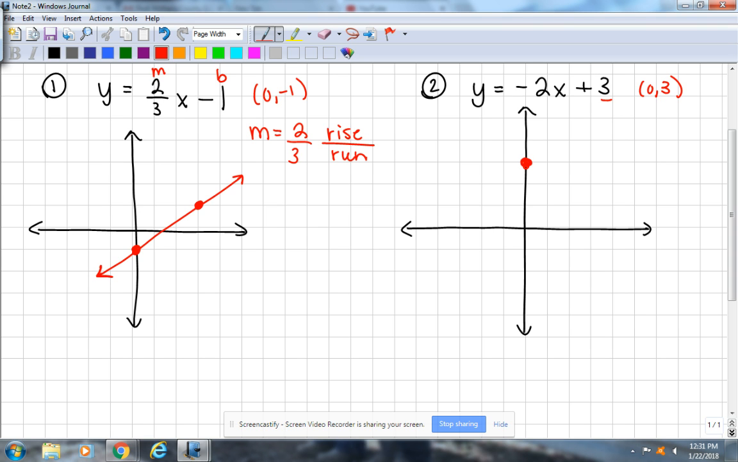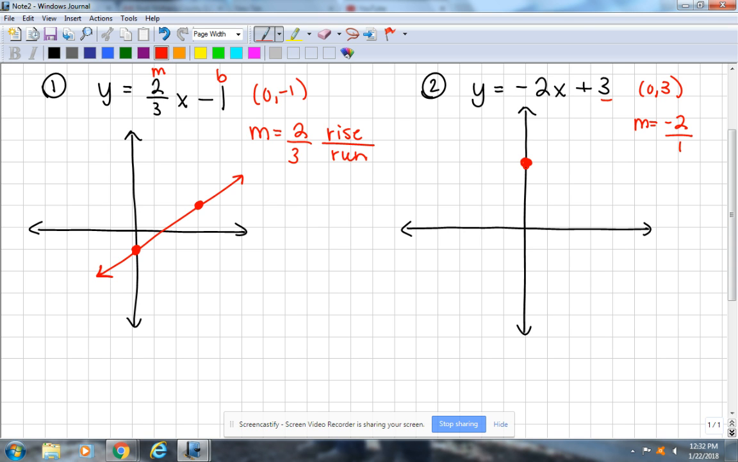And then we look for the slope, and the slope, remember, is the one attached to the x. So our slope is -2. Now when we have a whole number that's not a fraction as our slope, we need to make sure we put it over 1 because we have to rise and we have to run. So make sure that you put your whole number slopes over 1.